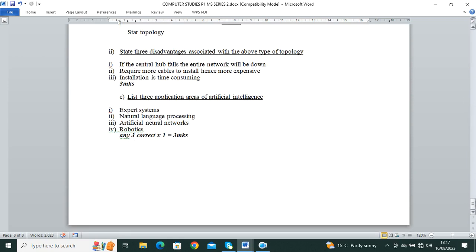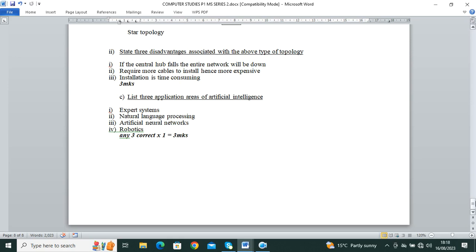Then we have our last question. List three application areas of artificial intelligence. Remember guys, this is the second series of KCSE 2023 Predictor, and we can still predict it in 2024 and going on. We are talking about artificial intelligence throughout. So there is no way the examiner will not set a question on artificial intelligence.